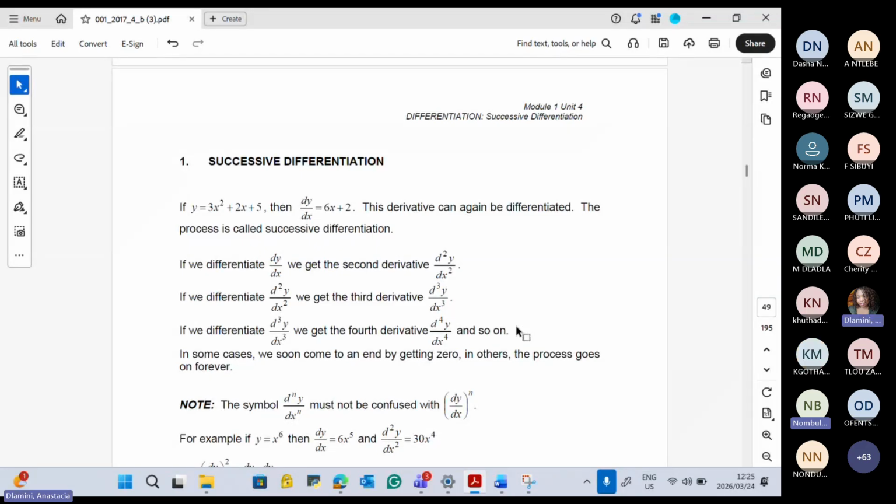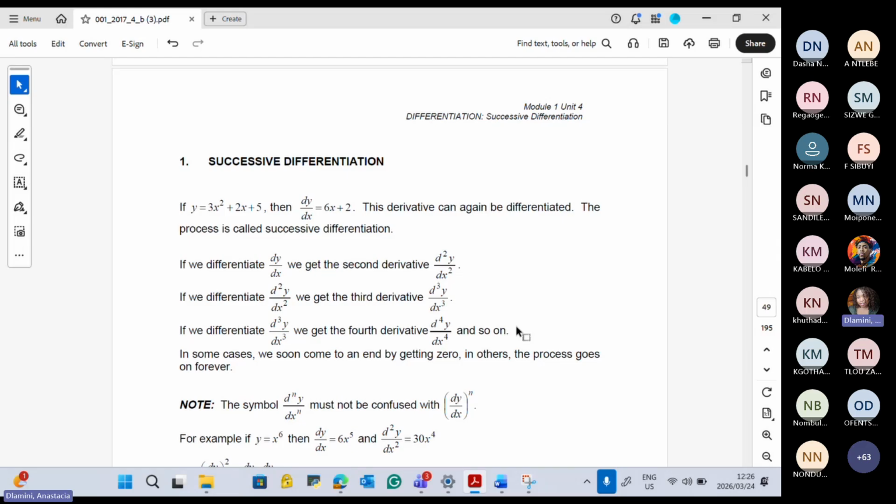So that's the importance of successive differentiation. It means you need to go and understand how you do the first derivative, how you do the second derivative. So can we please mute? Someone is talking, can they mute?